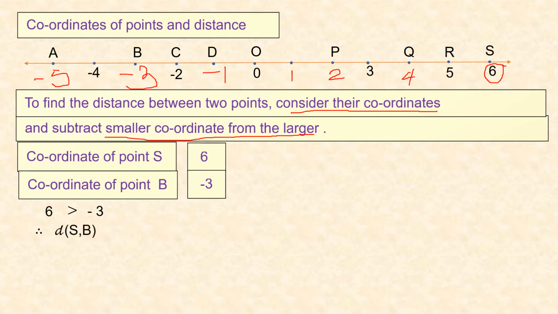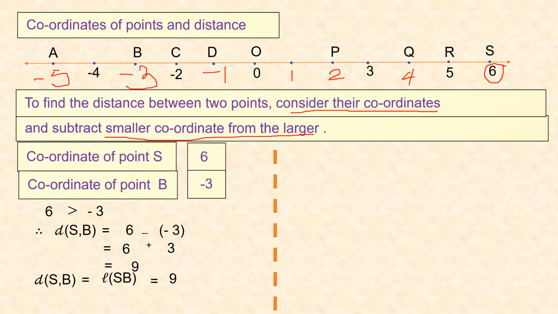Therefore, distance between point S and B is equal to 6 minus (-3). Here we use the bracket because two signs we do not write together. For separation, we use bracket. It is equal to 6 minus minus becomes plus, 6 plus 3 is equal to 9. The distance between point S and B, the length SB, is equal to 9.